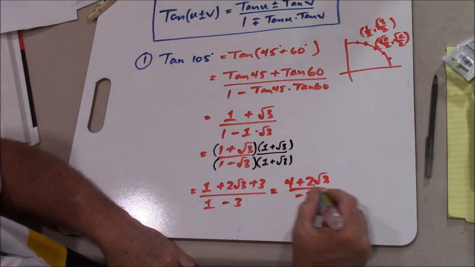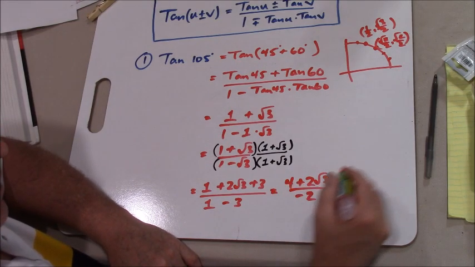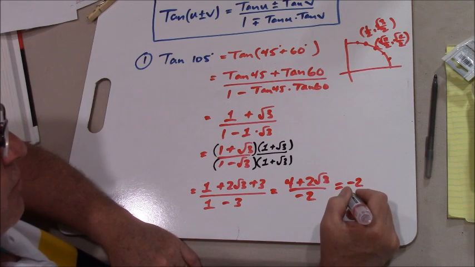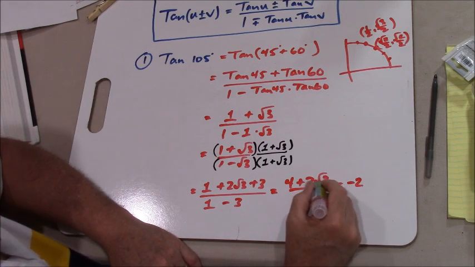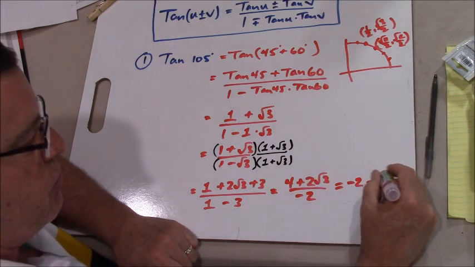And then what I need to do is divide that up into two separate fractions. So 4 over negative 2, that would be a negative 2. 2 root 3 over negative 2, those 2's would cancel, and I'd get minus root 3.